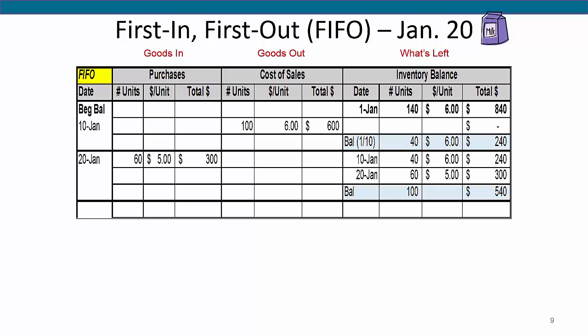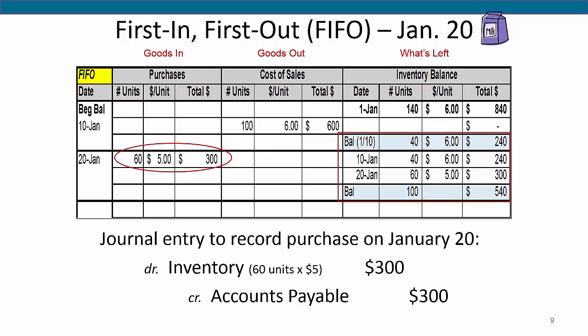On January 20th, 60 more units costing $5 each are bought for a total of $300. Inventory now consists of 40 units at $6 each and 60 units at $5 each for a total of $540. Just for fun, can you journal the entry required to record the purchase? I thought so. Here it is. You should be very comfortable with this journal entry by now.